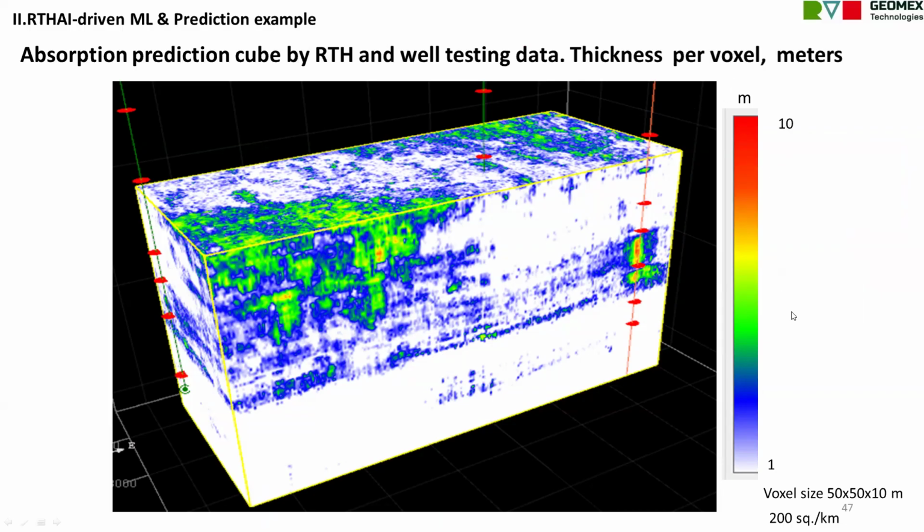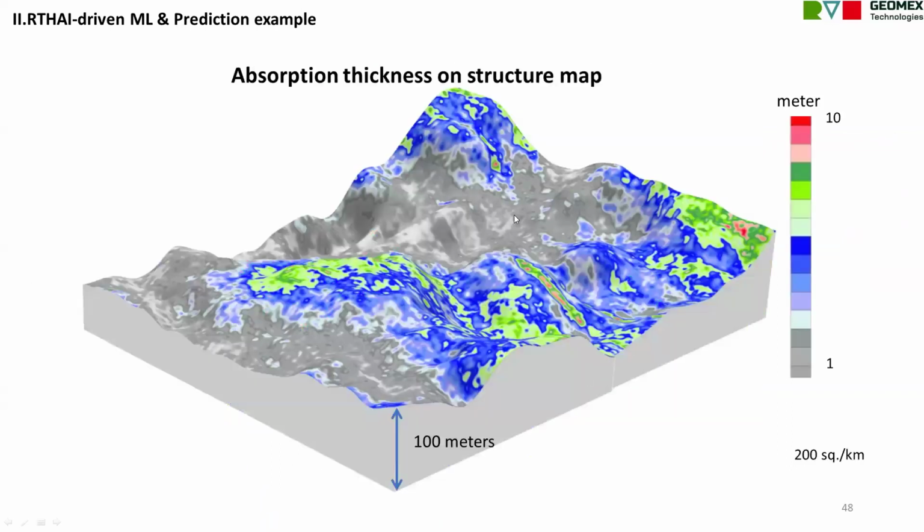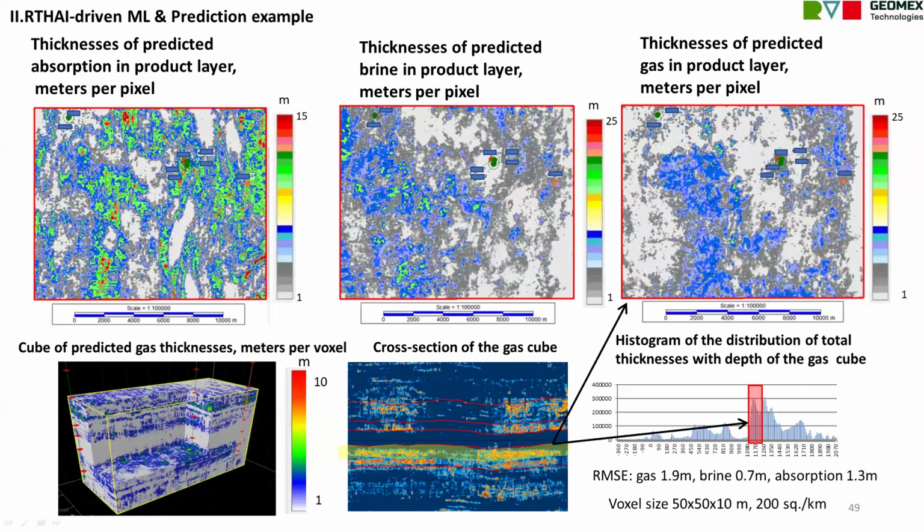It's quantitative prediction in which, for each voxel, we predict the absorption in meters. This is absorption thickness of a structure map, for example. There are three types of predicted value: absorption, brine, and gas production. So each voxel will predict, for example, gas in meters.